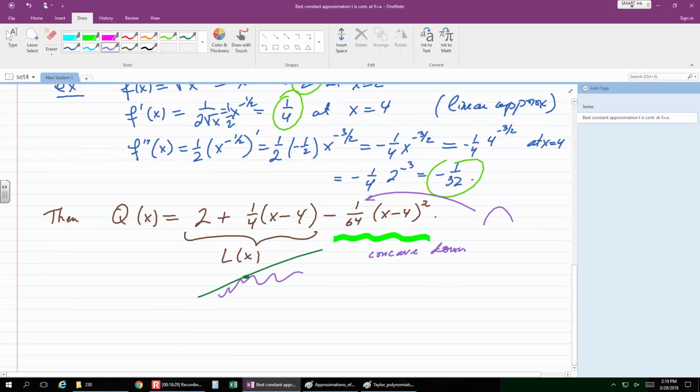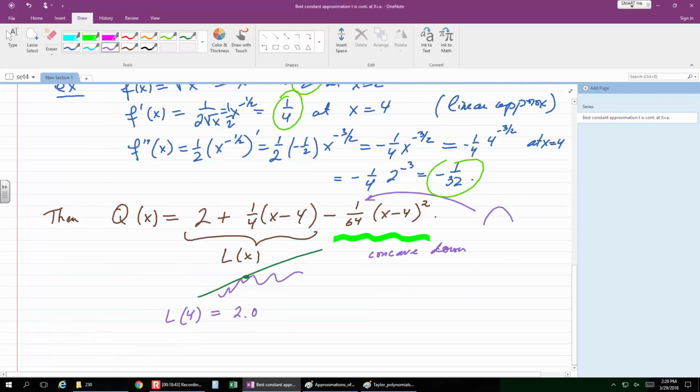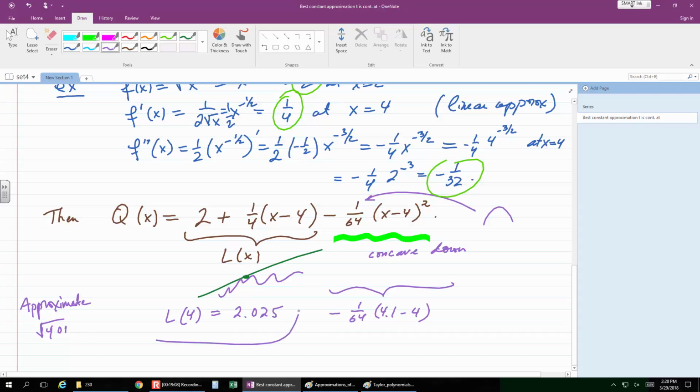We already have evaluated this. L of 4 is 2.025, and we are subtracting an extra term over here, which is 1/64 times 4.01 minus 4. Remember that the original problem was to approximate the square root of 4.01. And that was our linear approximation.